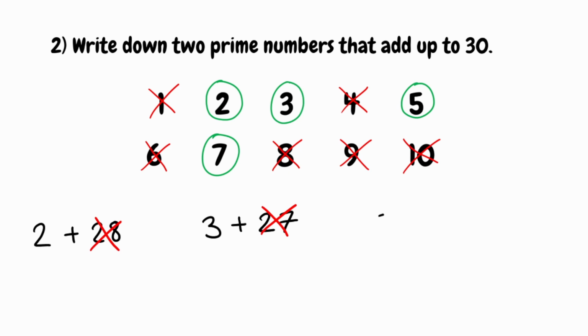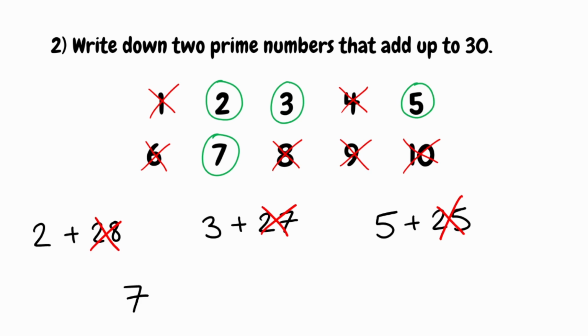Next, let's take a look at 5. If we start with 5, we would have to add on 25 to make 30. But is 25 a prime number? Well, it isn't. It's a square number. We've got the factors of 25 would be 1 times 25, and then we can actually do 5 times 5 to make 25. As we said, it is a square number. So the factors of 25 would be 1, 5, and 25, meaning it has 3 factors, so it is therefore not prime.